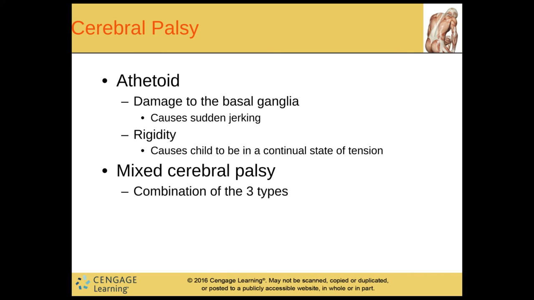And then we have athetoid, which is damage to the basal ganglia. So this causes the jerking motion, right? And then rigidity, which causes the child to be in a continual state of tension. So their muscles are just always tense, right? And then mixed cerebral palsy, which is a combination of all of the previous three.